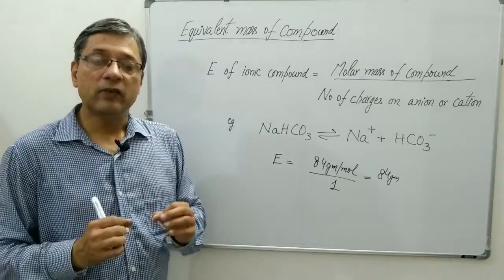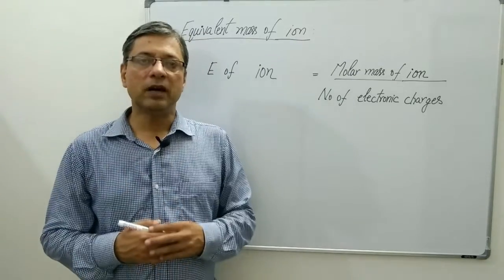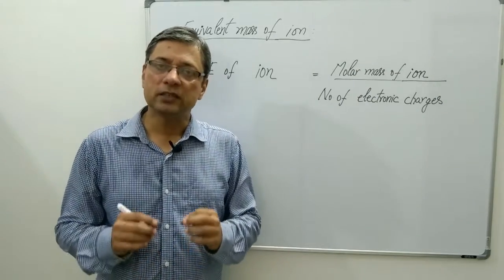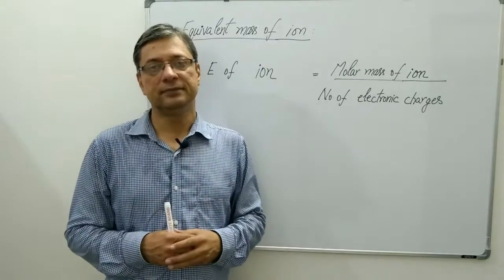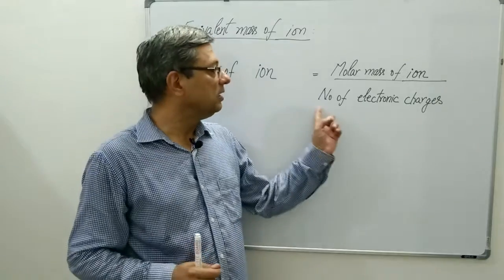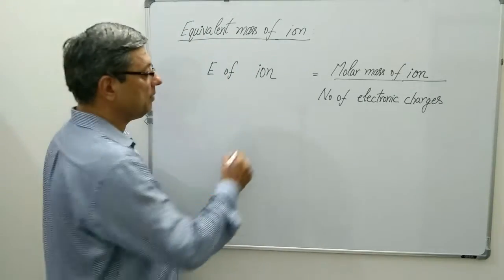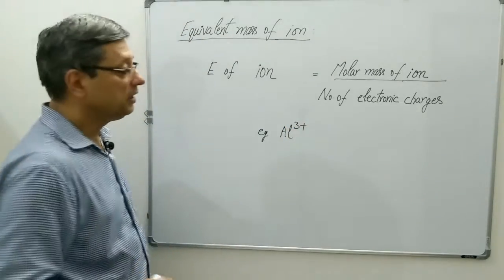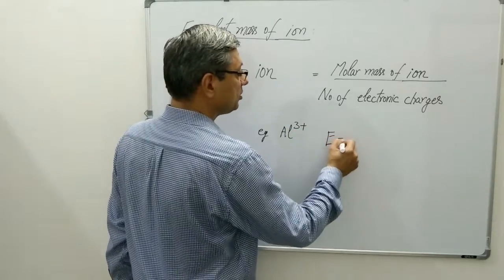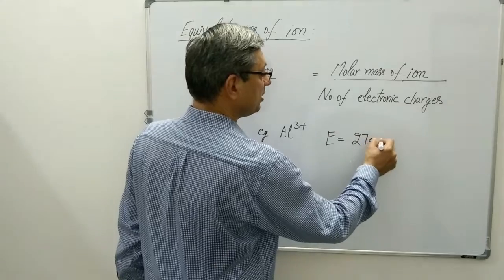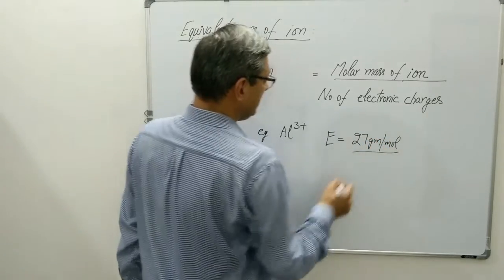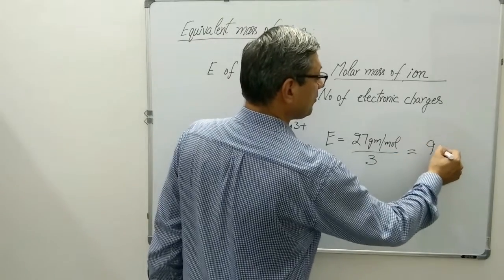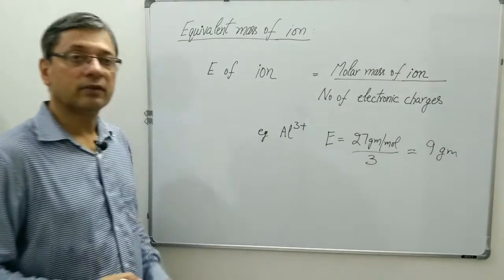Next, equivalent mass of an ion. Equivalent mass of an ion will be equal to the molar mass of the ion upon the number of electronic charges present on the ion. Now here the equivalence factor is the number of electronic charges. For example, aluminium 3 positive, Al3 positive. Its molar mass is 27 grams per mole, and the number of electronic charges is 3, and therefore the equivalent mass will be 9 grams.